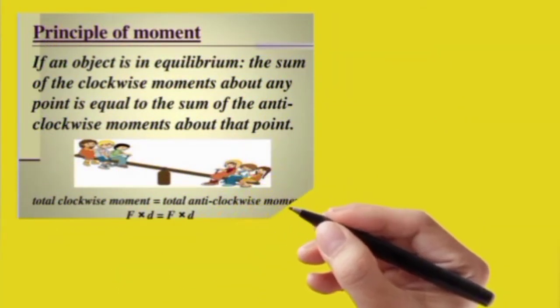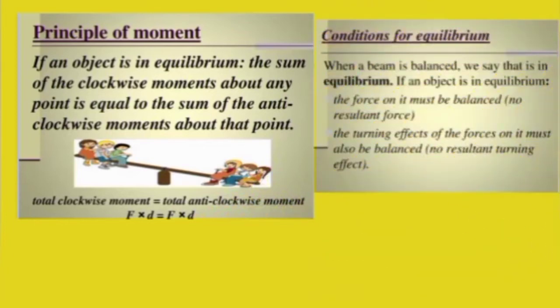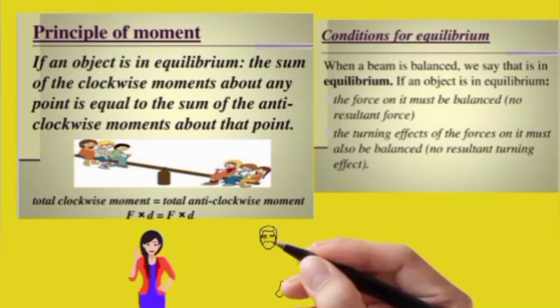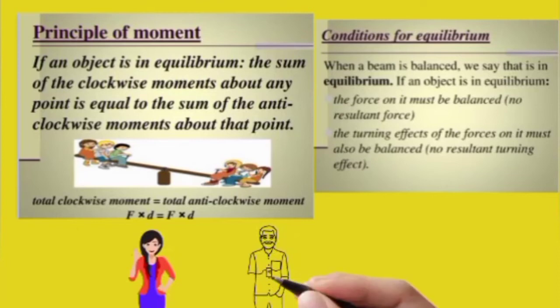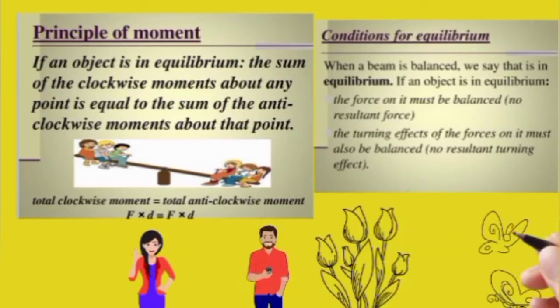So the principle of moments. If an object is in equilibrium, the sum of the clockwise moments about any point is equal to the sum of the anticlockwise moments about that point. What do we mean? Imagine this seesaw, which is pivoted at the middle. Total clockwise moments about a pivot is equal to the total anticlockwise moments about a pivot. Don't forget, moment has a formula: force times perpendicular distance.